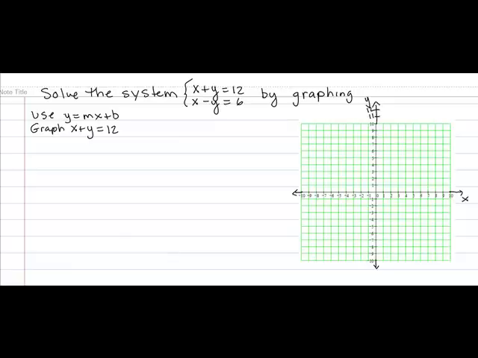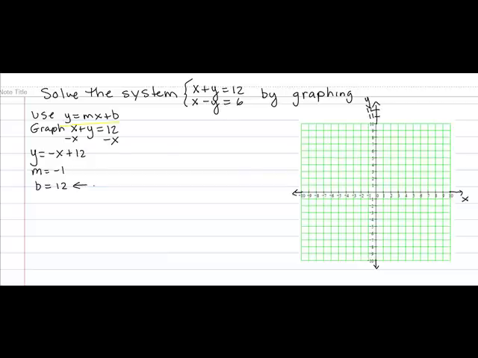In this formula, I notice that we need to solve for y. So I'm going to get y alone by subtracting x from both sides. On the left side, I'll have a y. The right side will have negative x plus 12. And then using my formula, I notice that my m is equal to negative 1, and my b is 12.